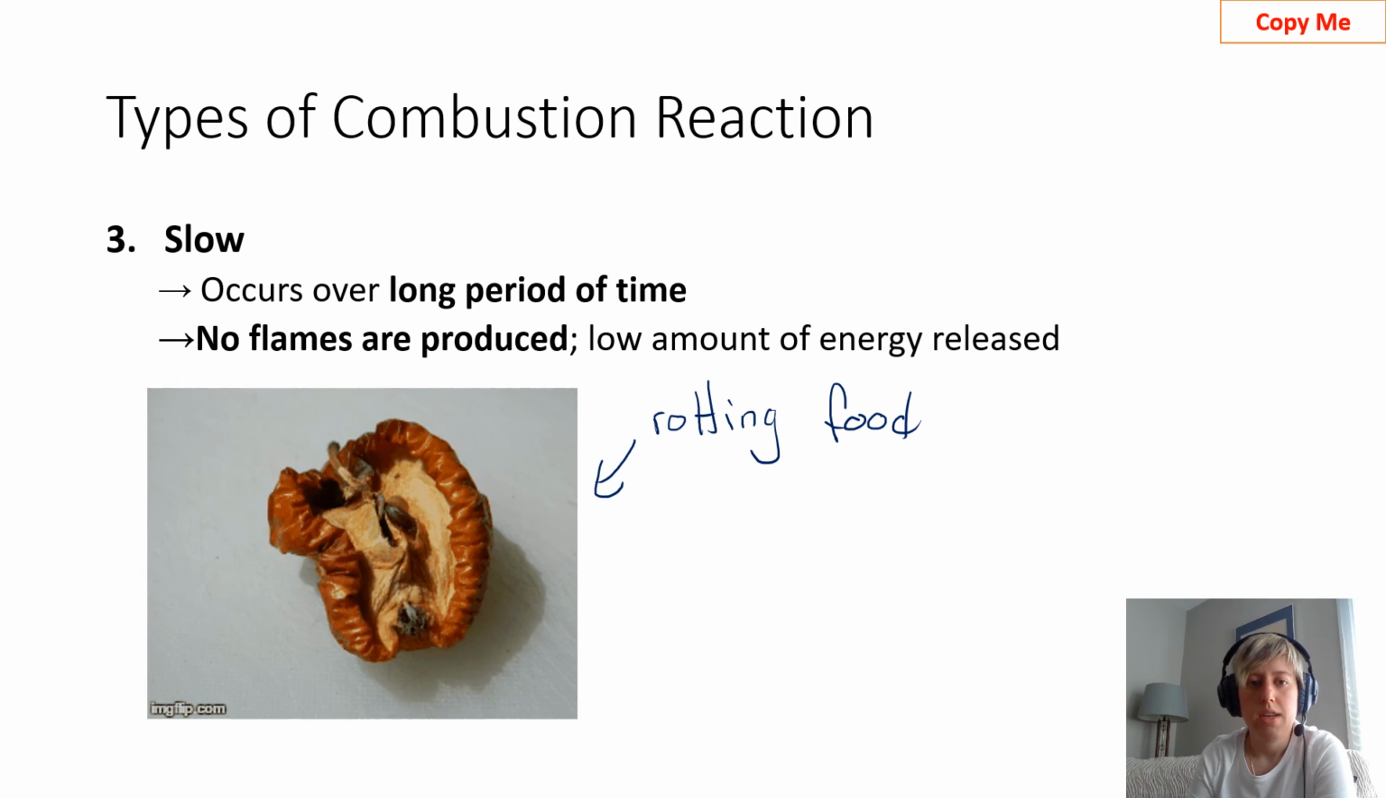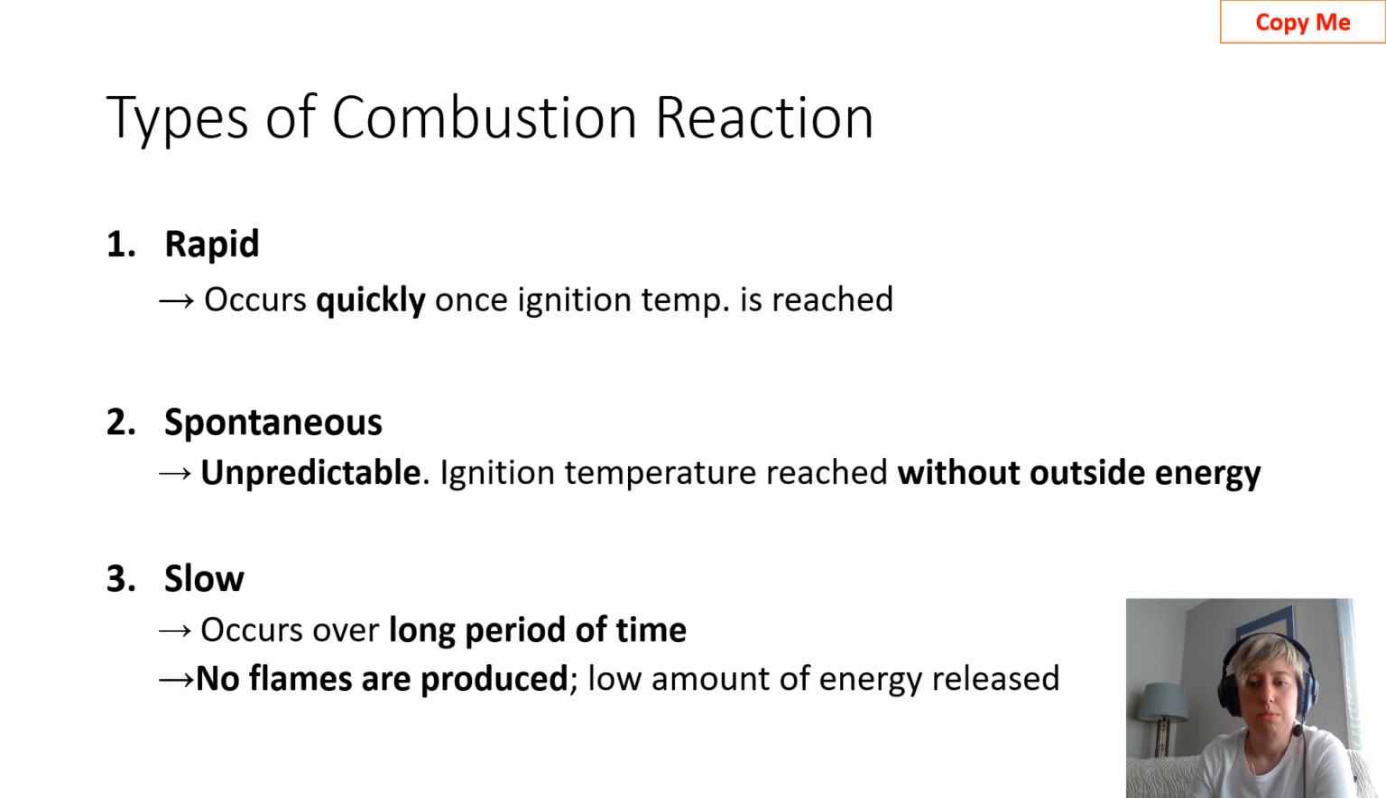So again, our three types of combustion: rapid, spontaneous, and slow. Most forms of combustion that you know of are rapid combustion, and the reason why is because you always see flames. Slow combustion is basically not something that is going to produce a lot of energy. It's also, as the name suggests, occurs over a long period of time.